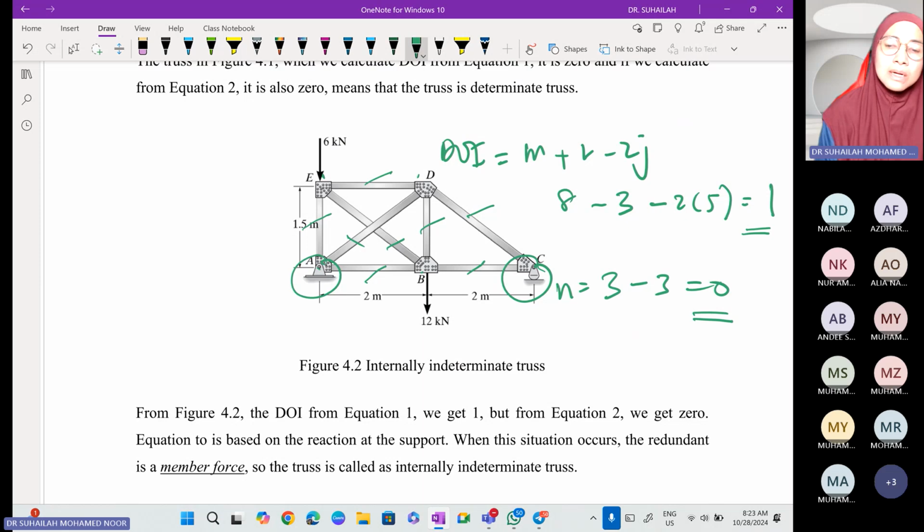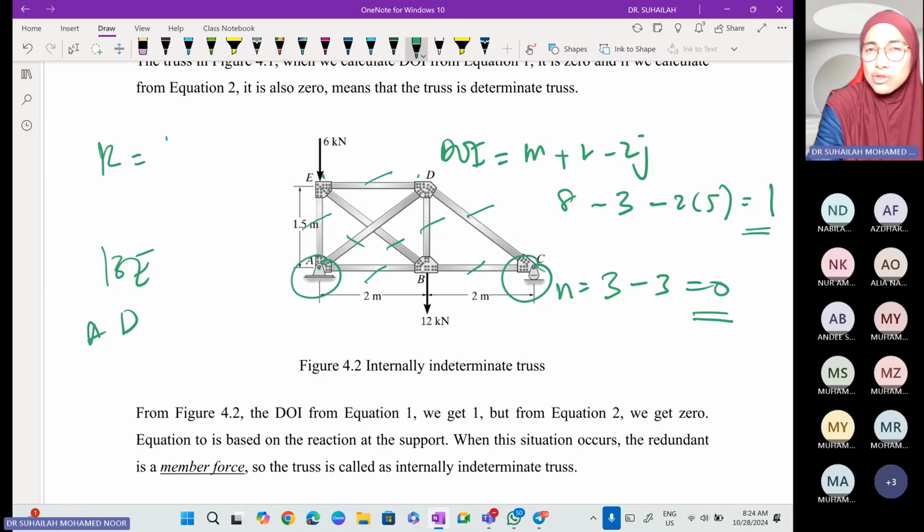So here the one that we should remove is member force. We should remove 1 member from the system, and normally the member we remove from the system is either member BE or member AD. The redundant in this case can be FBE. FBE is the redundant.